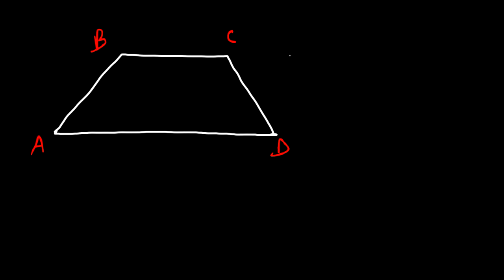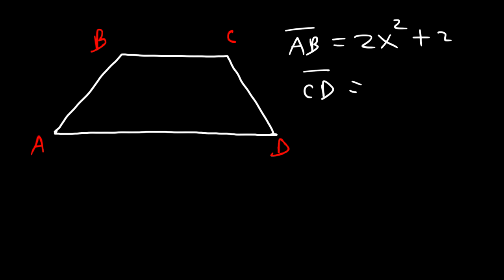Now I still have a lot more problems to give you regarding isosceles trapezoids. Now in this problem, AB is equal to 2x squared plus 2, and CD is equal to 4x plus 8. So with this information, find the measure or the length of segment AB. So go ahead and try this problem.